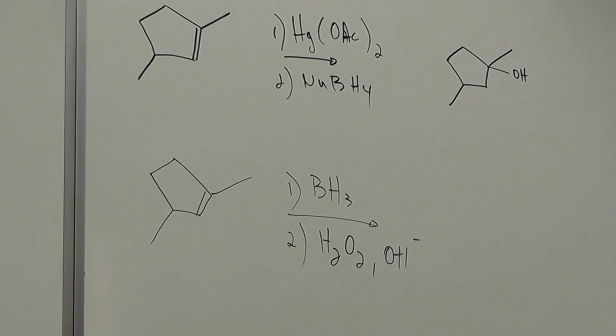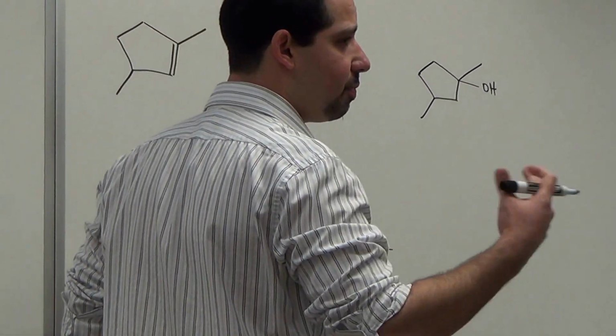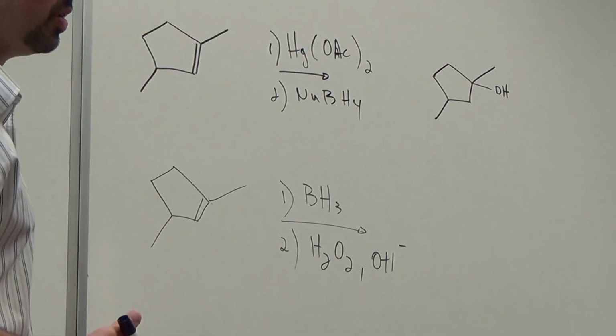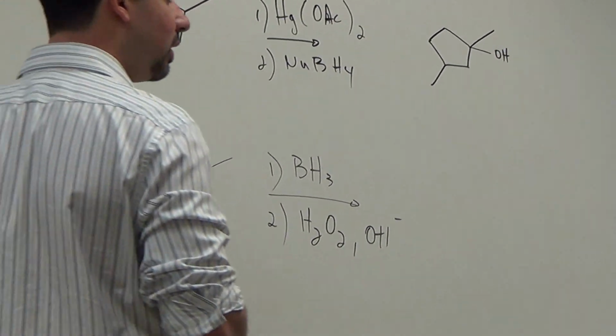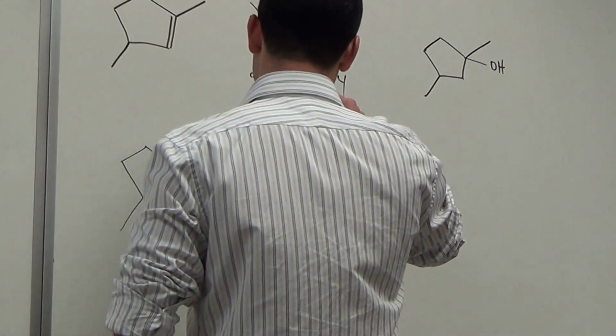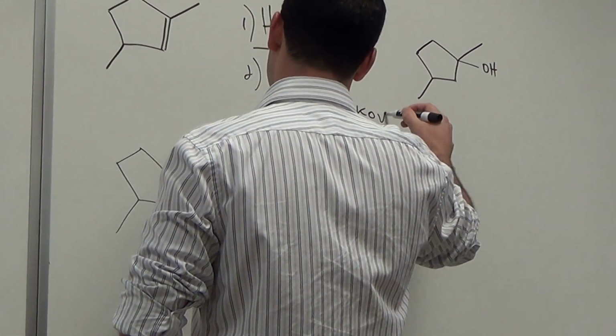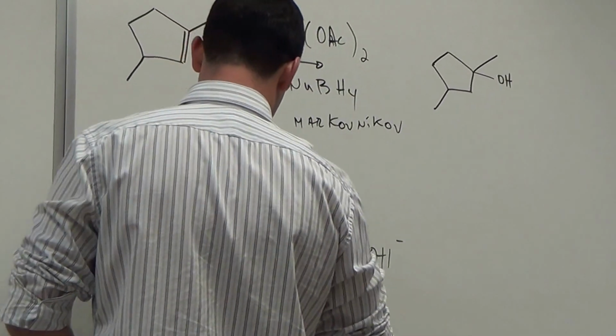What you have to know from here is that this is anti-Markovnikov. But they don't like to say anti, yes? Because anti-Markovnikov gets you confused. They like to say non-Markovnikov. Okay? So let's write here Markovnikov.